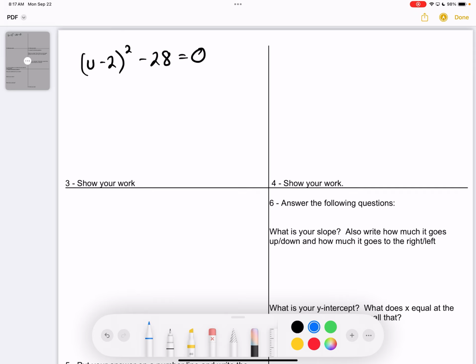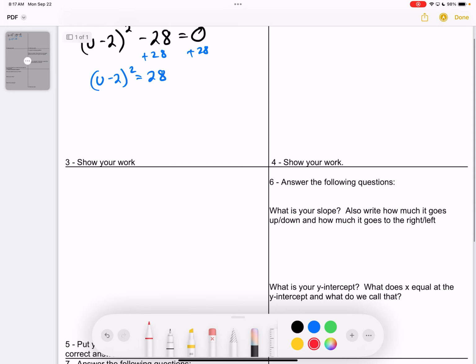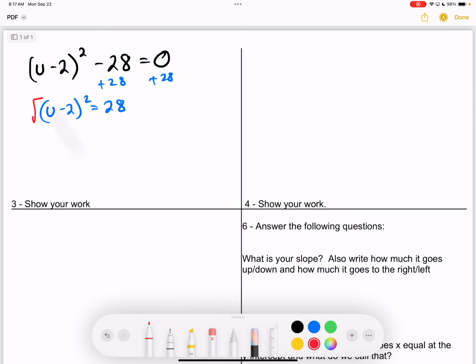So this is something squared minus 28. The first thing I want to do is get that something squared by itself. Okay, now I have something squared equals a number, so I can do the square root of both sides. The square root and the square cancel each other out, and I get u minus 2 equals the square root of 28.